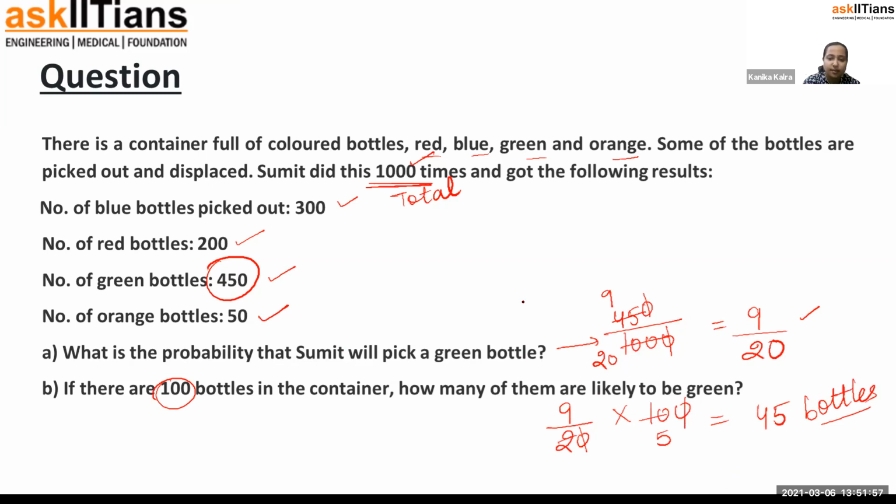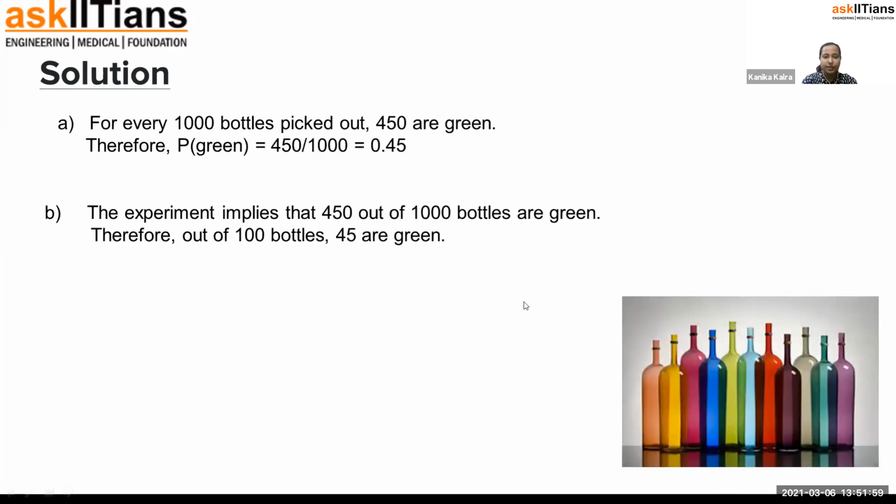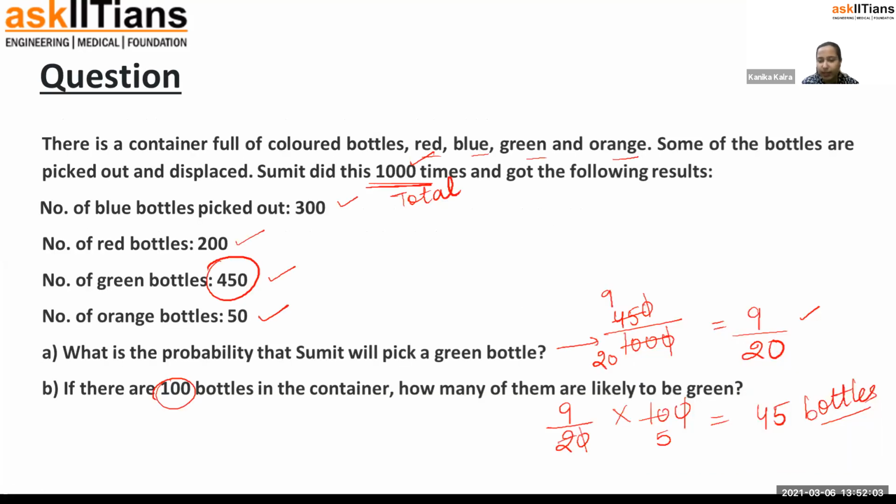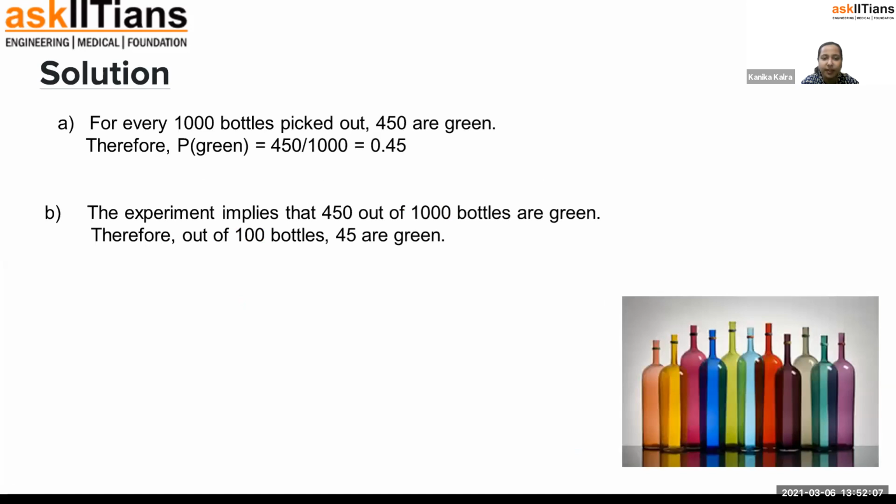Let's look at the answers given. The first is 0.45, or you can simply write it as 9 by 20 as well. That's the same thing. Then you have experiment implies that 450 out of 1000 bottles are green. So out of 100 bottles, it would be 45.